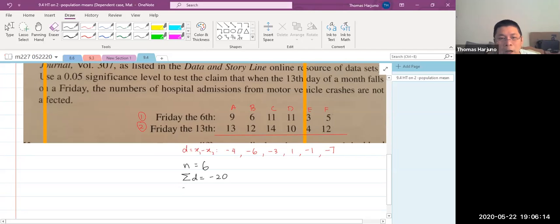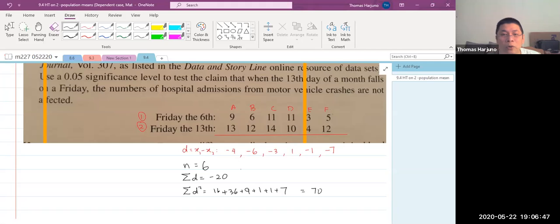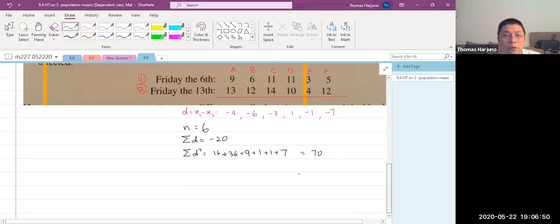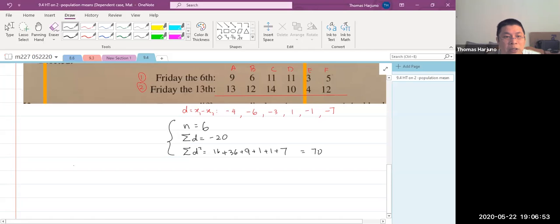And the sum of D squared will be 16 plus 36 plus 9 plus 1 plus 1 plus. You can use your calculator to plug in the numbers, but I think it's faster for me to just do it this way. So that's 52, 62, 67 here. Let me check it. 7. Okay, so using this information, I get D bar.